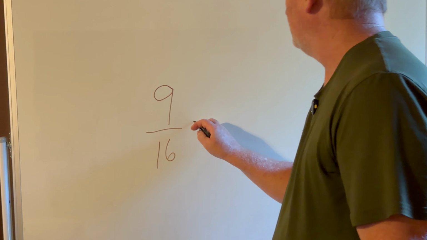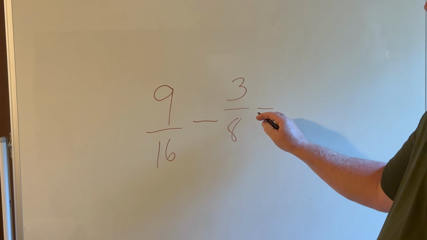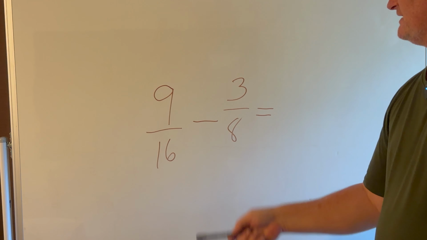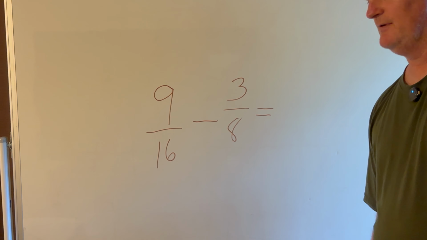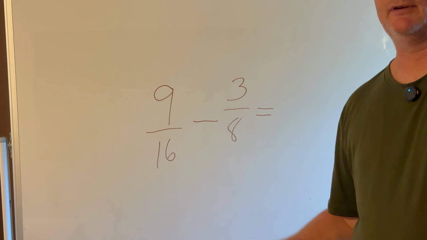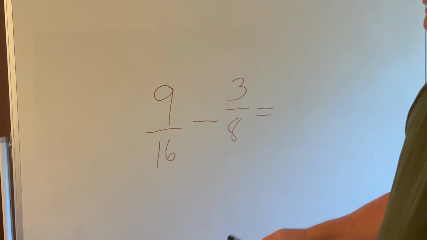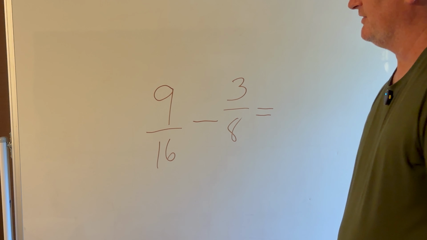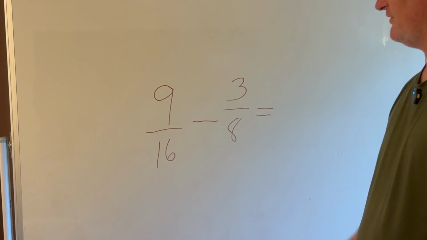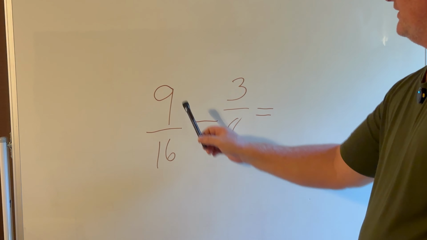9/16 minus 3/8. Let's do that. We know 9/16 is larger than 3/8, right? So we know we're not going to have a negative number. I'm not going to do negative numbers in these videos. Okay? We're going to stick with positive numbers. Negatives just mess everything up for now. So let's just do this.